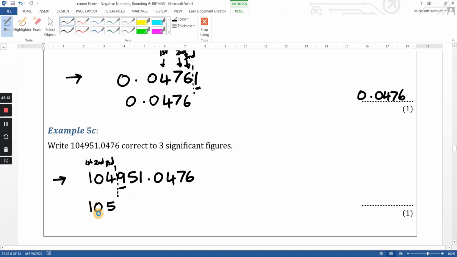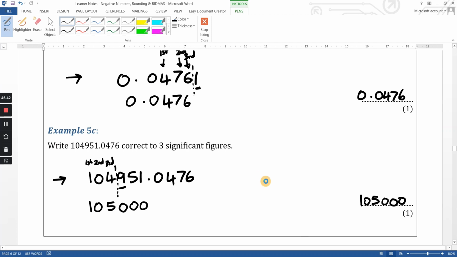But I don't stop there. I can't stop at 105 as my answer, because that's nowhere near the original number, which was technically 104,951 point something. So I'll have to fill in the zeros up to the decimal point there. Yep, and now this is your final answer. So 105,000. That's the 3 significant figures.